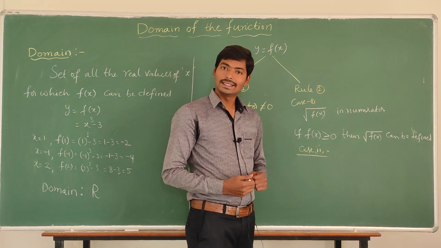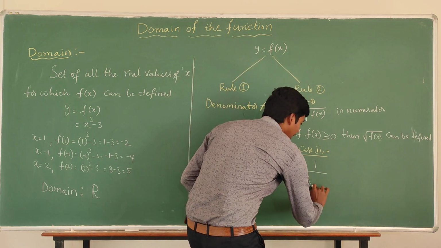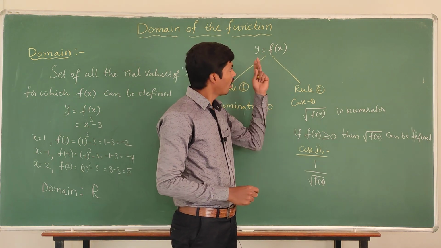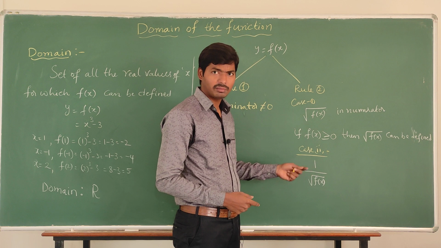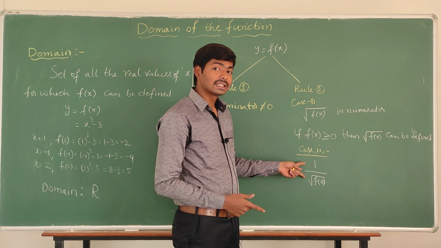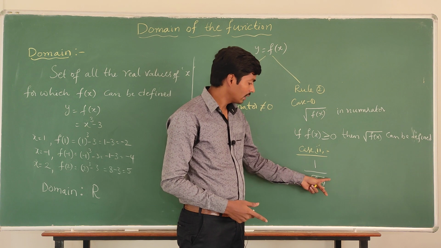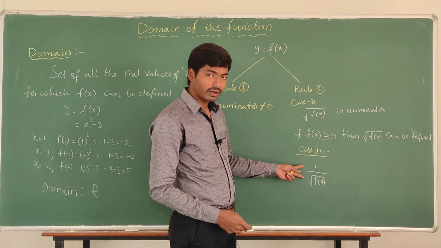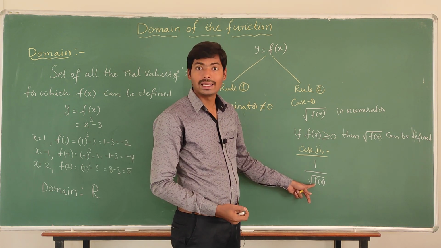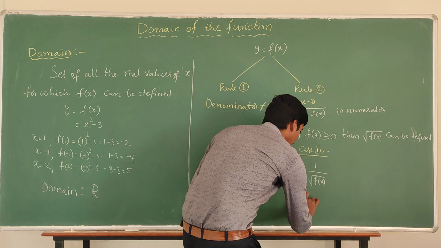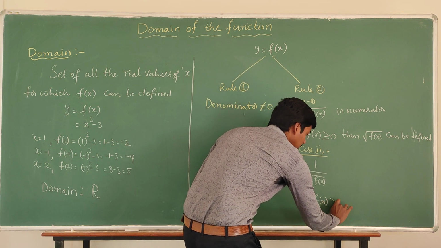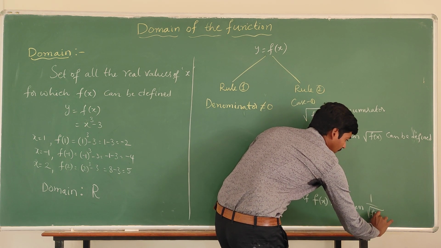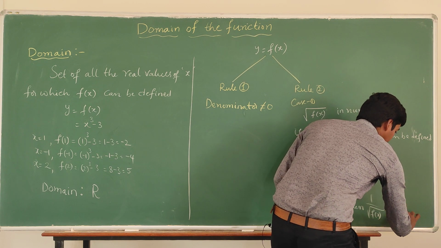Suppose the root function is in denominator. Now we have to find the domain of the function, or the set of all the values for which my function can be defined. So when can this function be defined? The root function is in the denominator, so it can never be 0. So this function can be defined if the expression under the root is greater than 0. So if f of x is greater than 0, then 1 by root f of x can be defined.